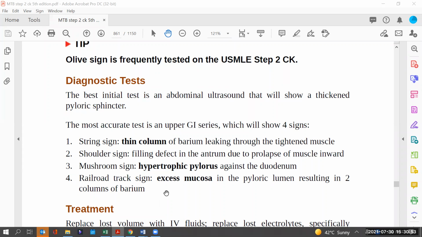So this railroad track sign, excess mucosa and the pyloric lumen. In the lumen, there is too much mucosa because of the hypertrophy of the pylorus, and that results in 2 columns of barium. So when I have 2 columns of barium, it will give you the appearance of a railroad track. I will show you this one.